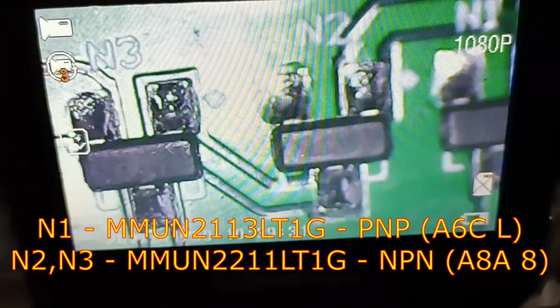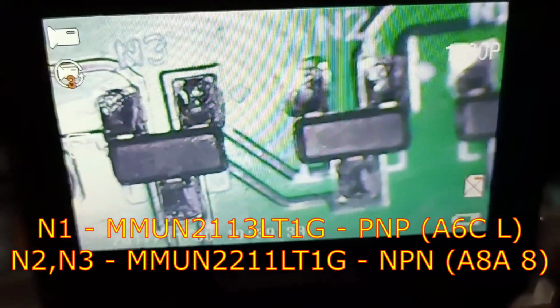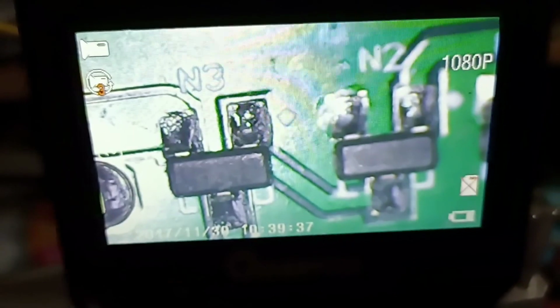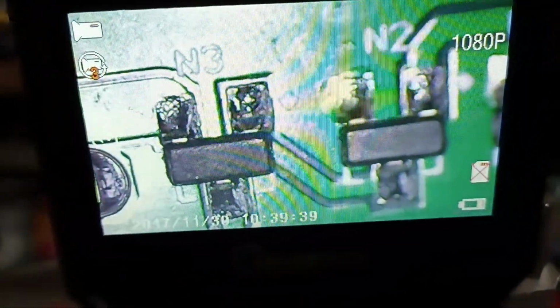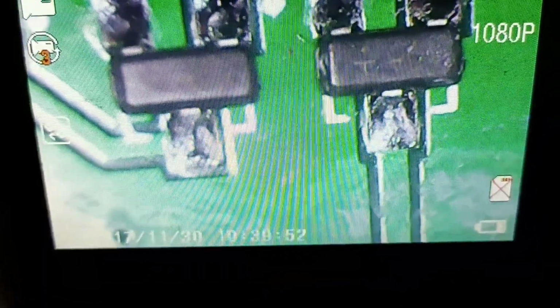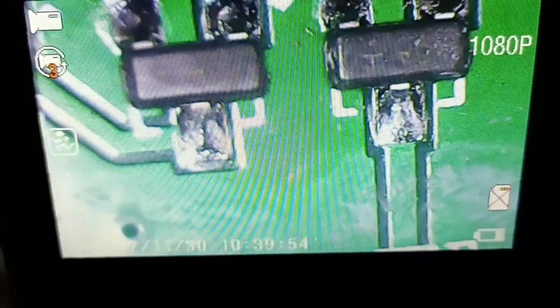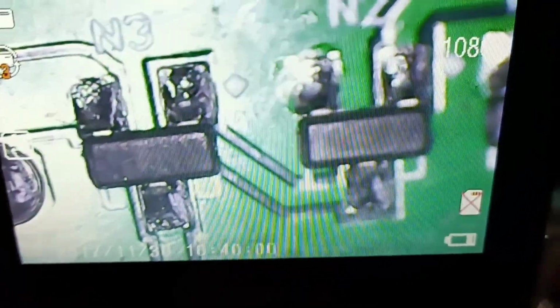it should be PNP, and the other ones, two and three, NPN, okay? This one should be similar. I don't know if I can make a better capture. Yeah, I'm sure you can see A over there. A8A, they are the first two, one and two. And here is the mistake, okay?